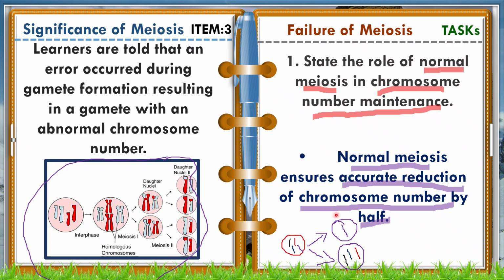So when this happens, we say that meiosis has been abnormal. But in the normal process, this one will get 2 chromosomes, and the other one will also get 2 chromosomes. That is the normal meiosis, and that is how it ensures accurate reduction in the chromosome number by half, such that this cell has got a half, and this one has also got a half. That is normal meiosis.